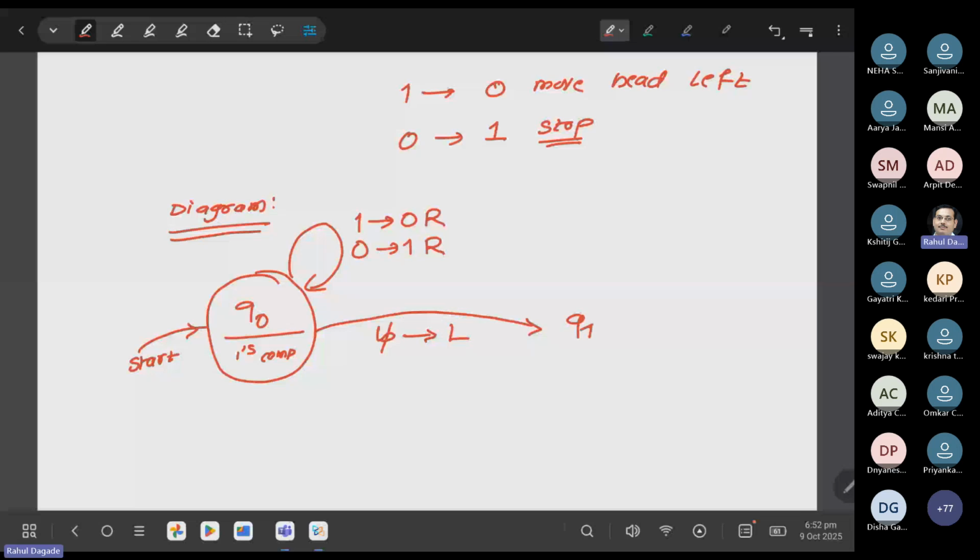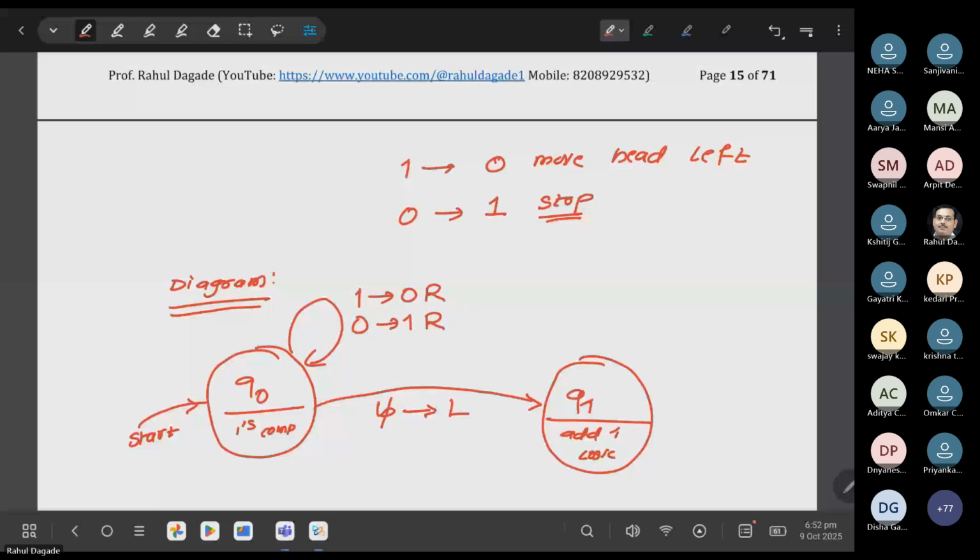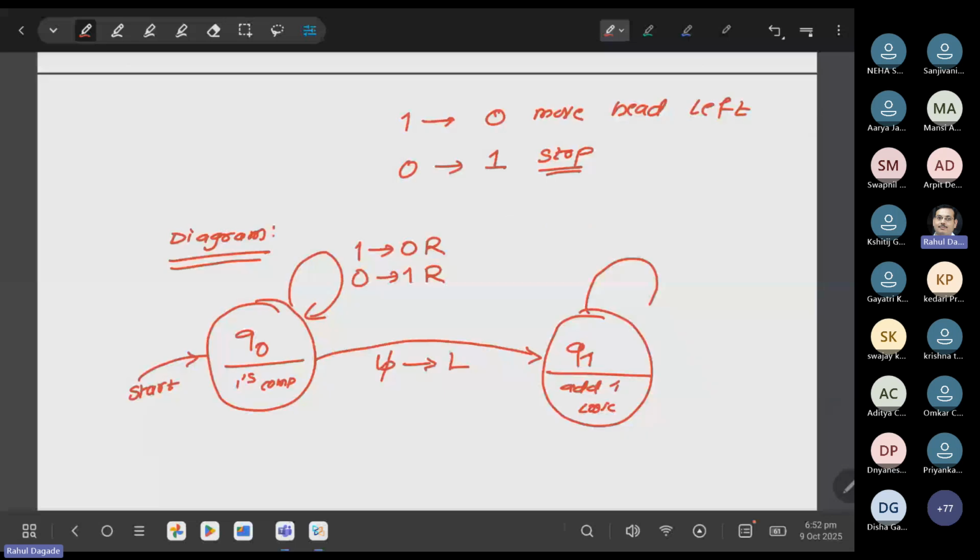So what is the add 1 logic? You move to the left till you get 1's, and once you get the first 0, convert that into 1 and stop. So what will be that logic? If you get a 1, convert that into 0 and go to the left. And when to stop it?